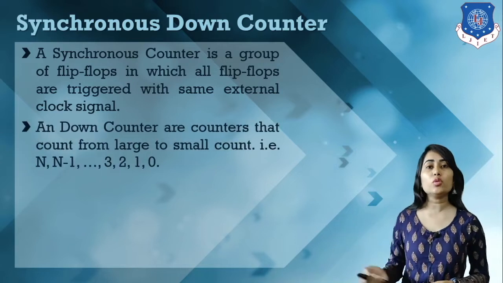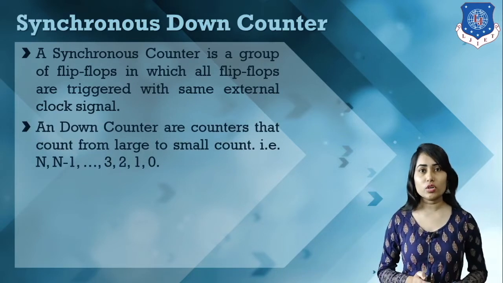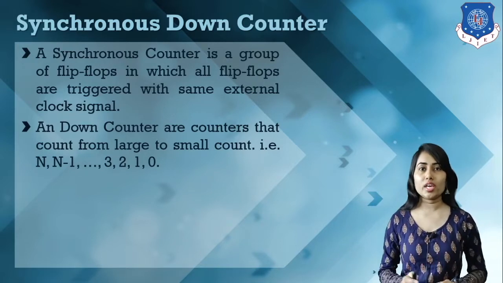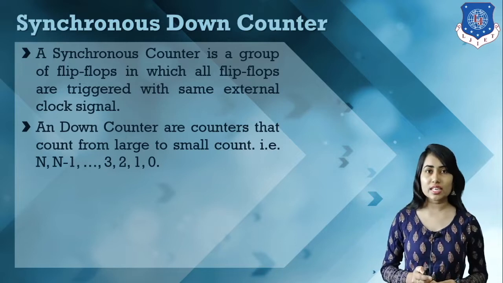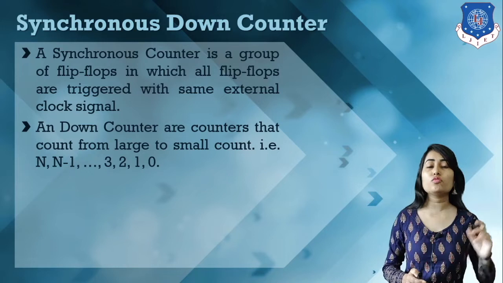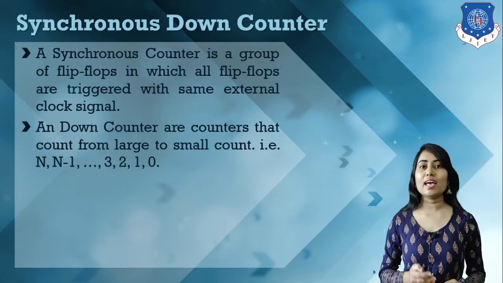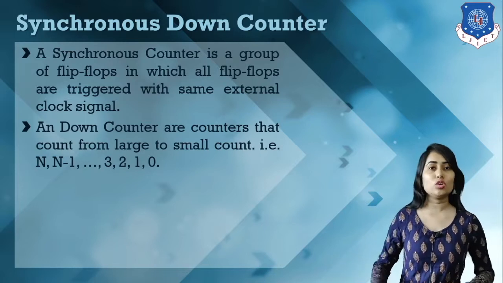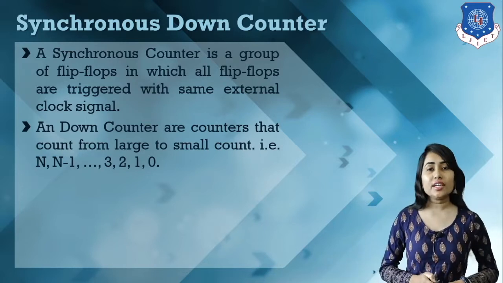And here we have a down counter. This down counter is a counter which counts in a downward direction. That means it counts from large to small, like n minus 1, 3, 2, 1, 0. So this is a synchronous down counter.